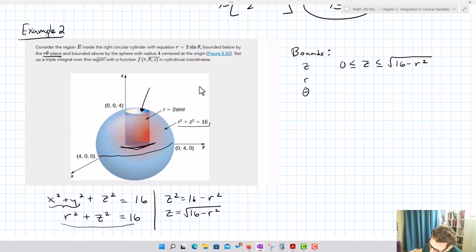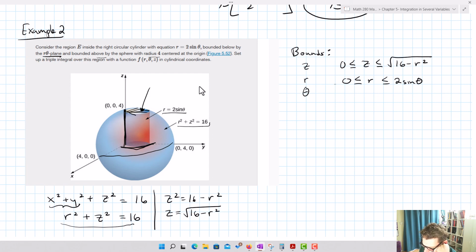Next up, I want to consider r. If we notice here along this cylinder, the value for r is actually 0, so r is going to be bounded below by 0, and then it's going to go out to places on essentially this circle if we think about it on the r theta plane, and that circle is given by r equals 2 sine theta. So r is going to go from 0 to 2 sine theta. And that's going to be the bounds for r.